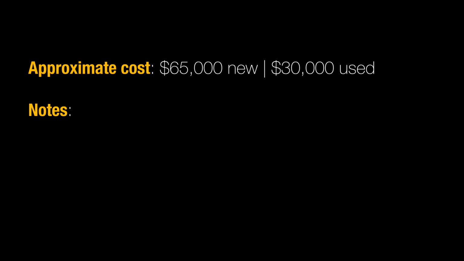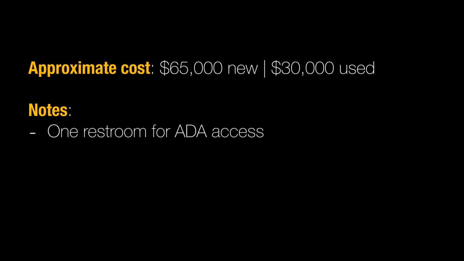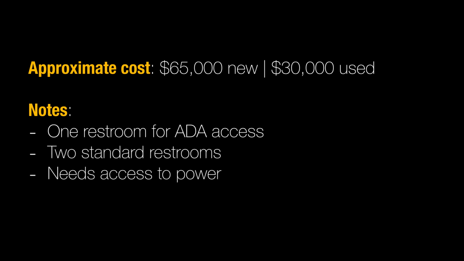So now, to buy one of these, just like what you're seeing, is about $65,000. But you know what? You can also get them used for less than half the price. And you always want to make sure you have one for Americans with Disabilities Act, for anybody that's handicapped, that they still have access, and then 2 standard restrooms. And they do need to have access to the power. We already talked about that, so we need to run a cable there, so we do have lights in there and some power needs.